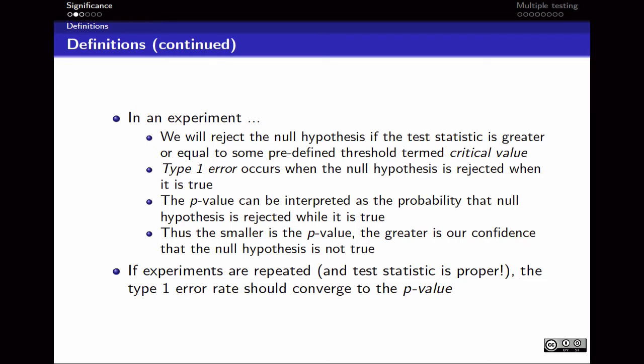If such a simple experiment is repeated and the test statistic is proper, then type 1 error rate, so the frequency of rejection of null hypothesis while it is true, should converge to the p-value.